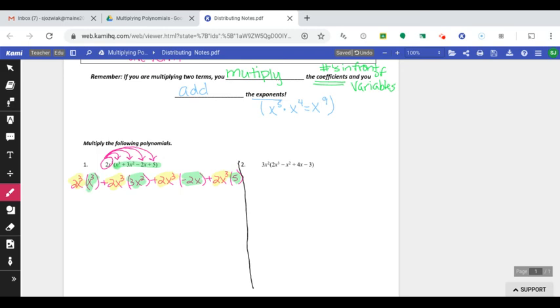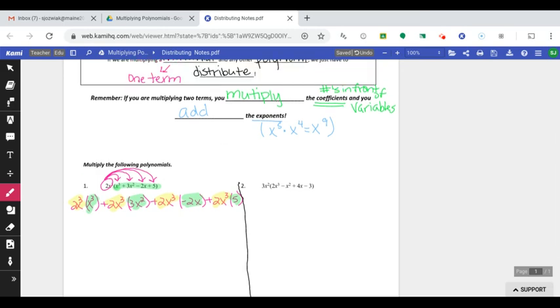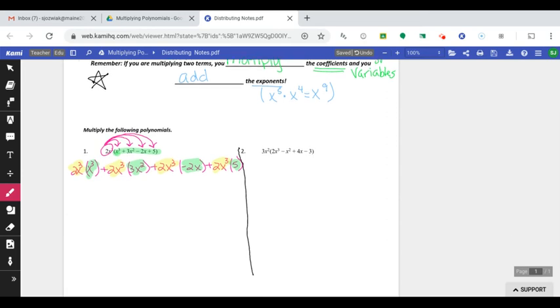Now I'm just going to follow my rule up here. If you're multiplying terms, you multiply the coefficients and you add the exponents. So the first one, we've got a coefficient, there's an invisible 1 on this one. So 2 times 1 is going to be 2. Add the exponents, and we get 3 plus 3 is 6. Multiply the coefficients, so we'd have 6 as our coefficient. Add the exponents, and we'd get 5.